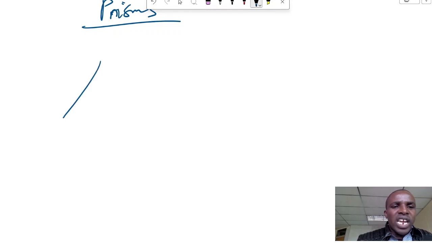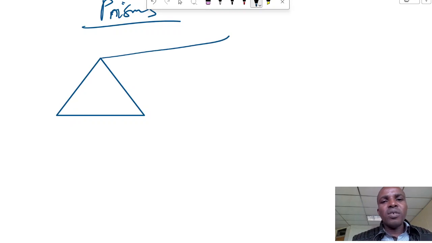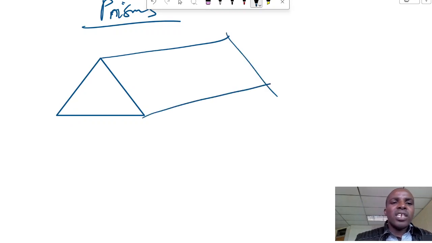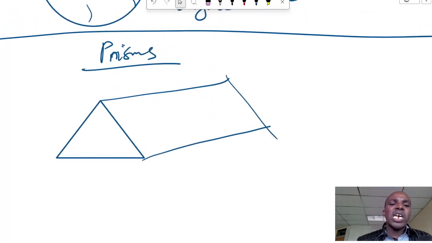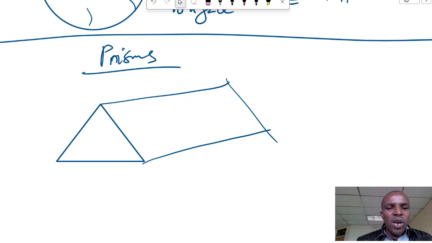Let me put a triangular prism first. This one is a triangle. So this one's called a triangular prism. Why? Because it actually has the face of a triangle. This will be the length. That's also the height. Because this one is now like lying down, it's called length. But when it's standing vertical upwards, we call it height.